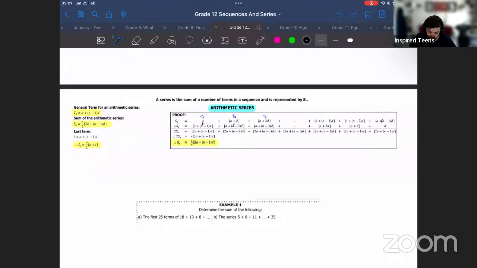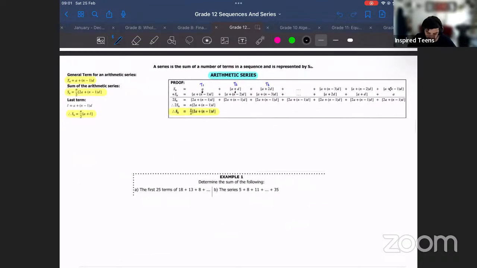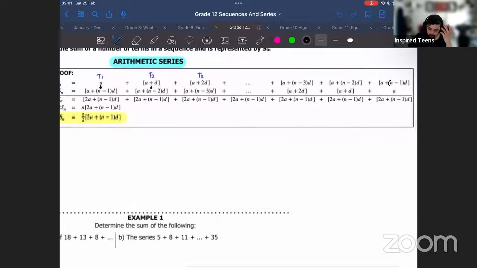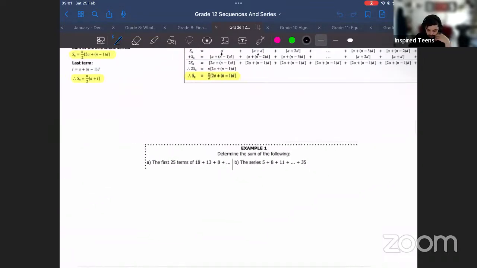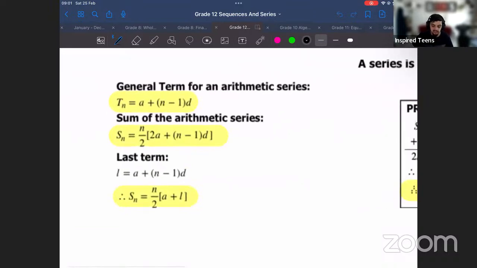Okay, so I believe last time we ended on arithmetic series. We basically went through the proof and we just discussed how it works, just to understand it. And yeah, it was pretty simple. Okay, let's just revise the definitions. So we have the general term for an arithmetic series.